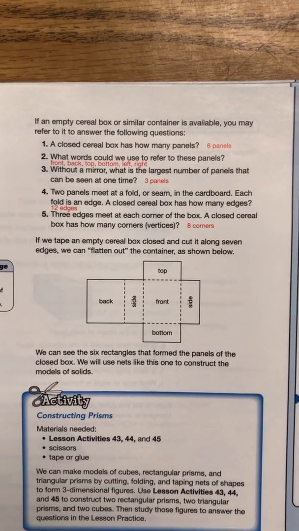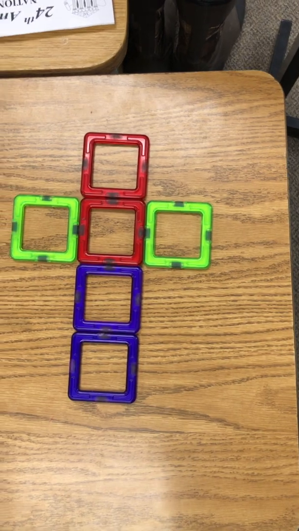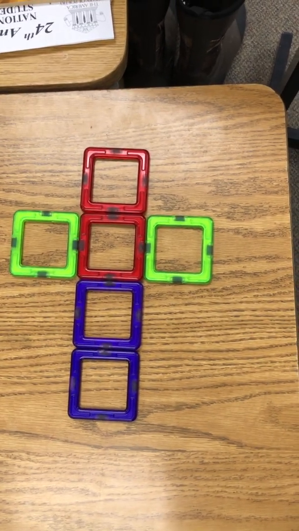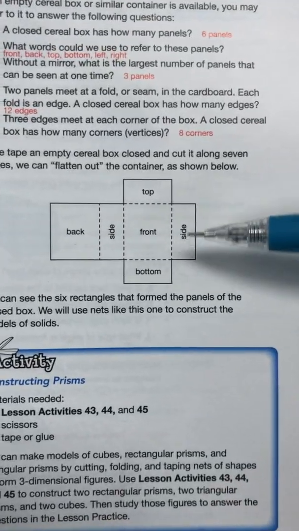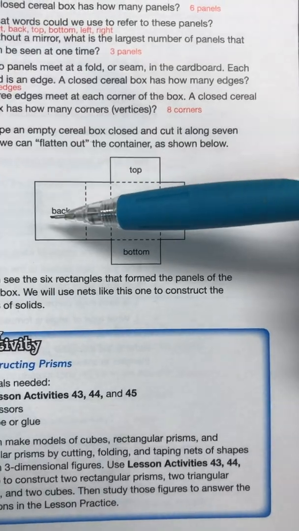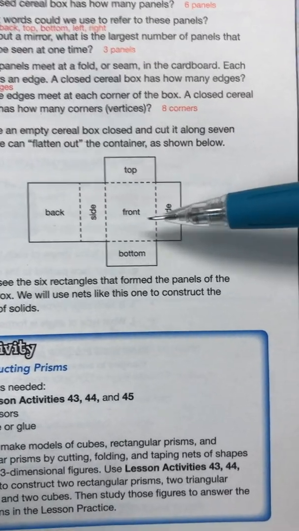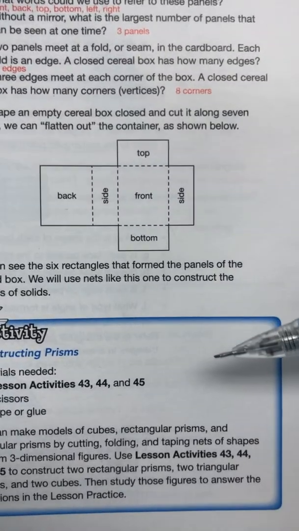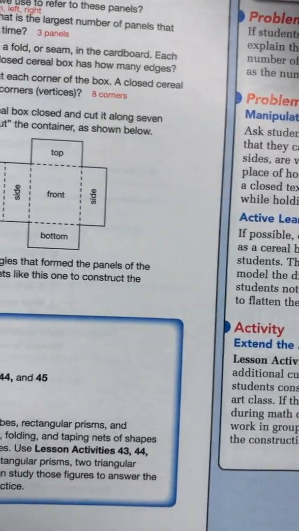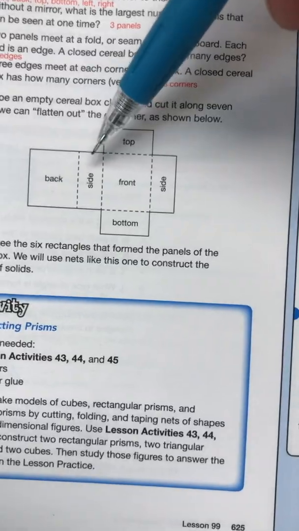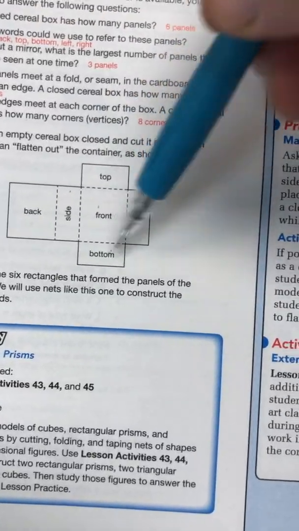For example, if this was my empty cereal box, and I took it apart, that is what it would look like. There's a side, a back, a top, a front, and the dotted lines is where it would fold. A closed cereal box has how many panels? 1, 2, 3, 4, 5, 6.